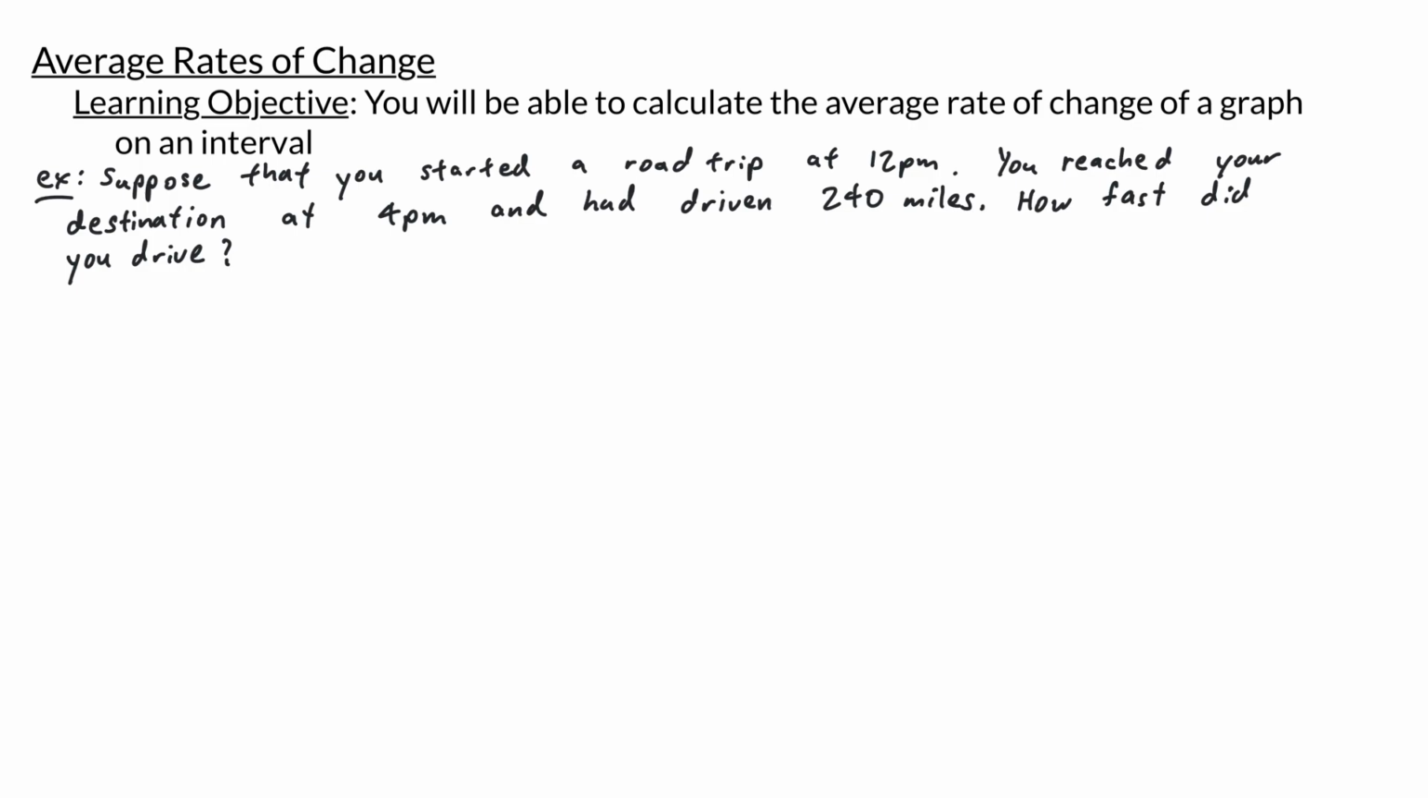Suppose that you started a road trip at 12 p.m. You reached your destination at 4 p.m. and had driven 240 miles. The question here asks us, how fast did you drive?